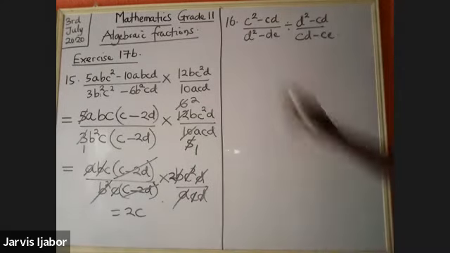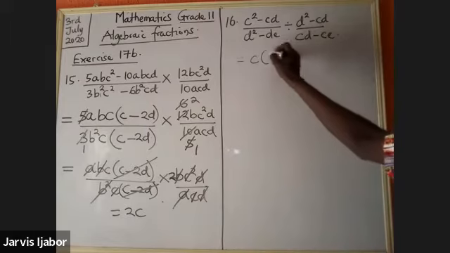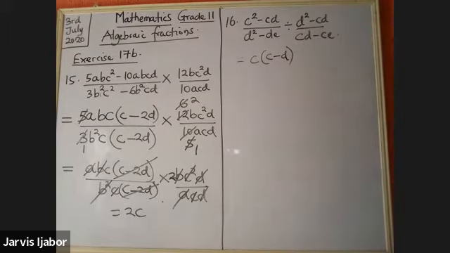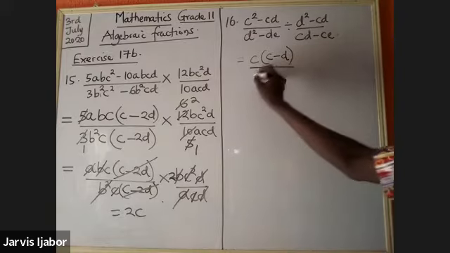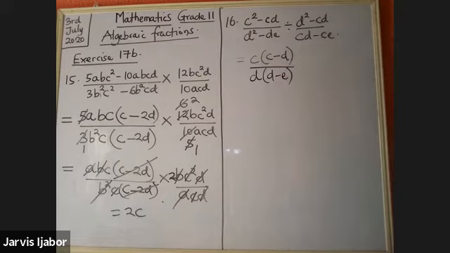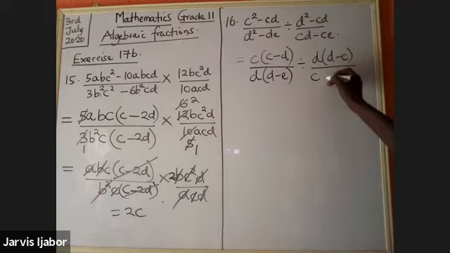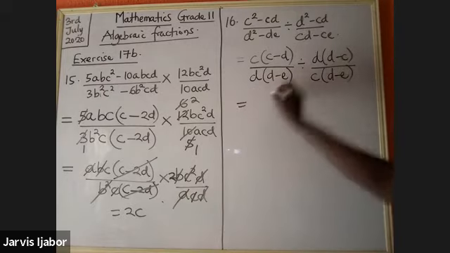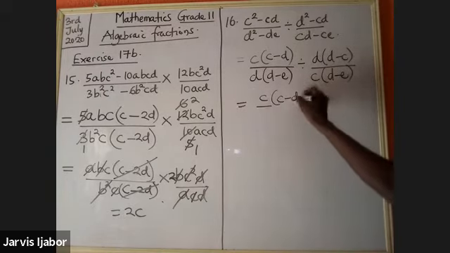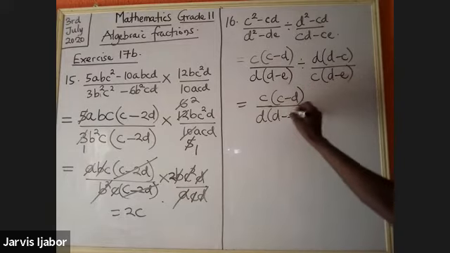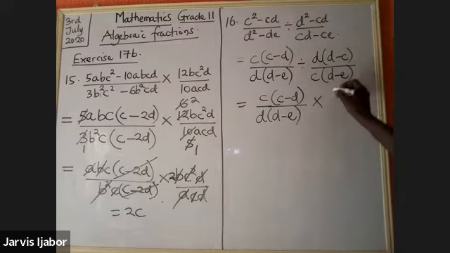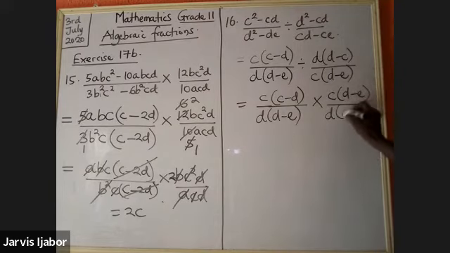All right, for the other one, look at this. This will be equal to C into C minus D over D into D minus E divided by D into D minus C over C into D minus E. So at this point, you can now apply the turning. This will be C over C into C minus D over D into D minus E times C into D minus E all over D into D minus C.